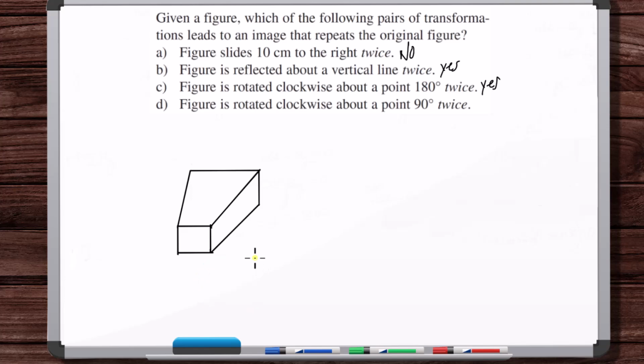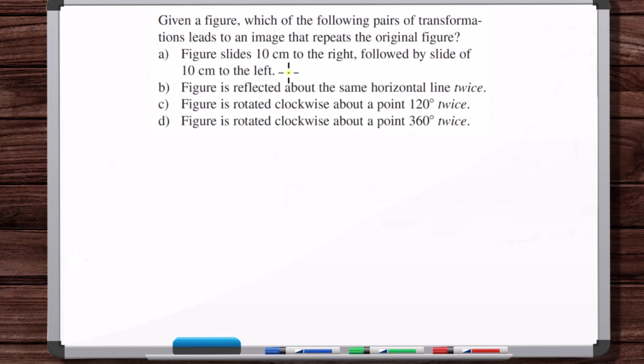So we could have chosen to rotate about this point. It doesn't matter. In this case, no, because we're going to be rotating it a total of 180 degrees. And in general, you're not going to get the same figure back, as we can see here. So, no.